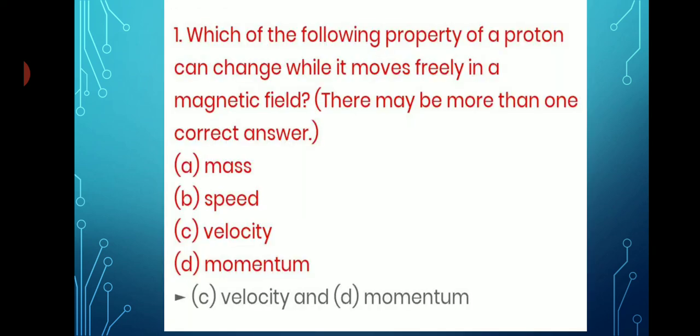Okay, the next one, which of the following properties of a proton can change while it moves freely in a magnetic field? So the magnetic field lines, if they are in concentric circles, then the proton's velocity and momentum change. Okay, it can be changed. Velocity and momentum of the proton can be changed when it moves in a magnetic field.